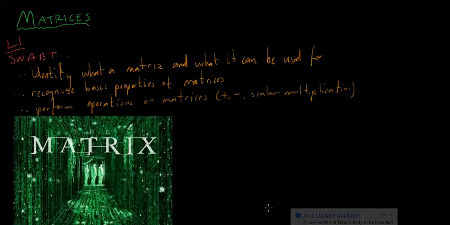And so there are a couple of intentions that you can read: what a matrix is, what it can be used for, recognize basic properties, and perform operations on matrices. So the matrix, which we may be aware of, is kind of related. I'm going to try and get to how it's related toward the end.